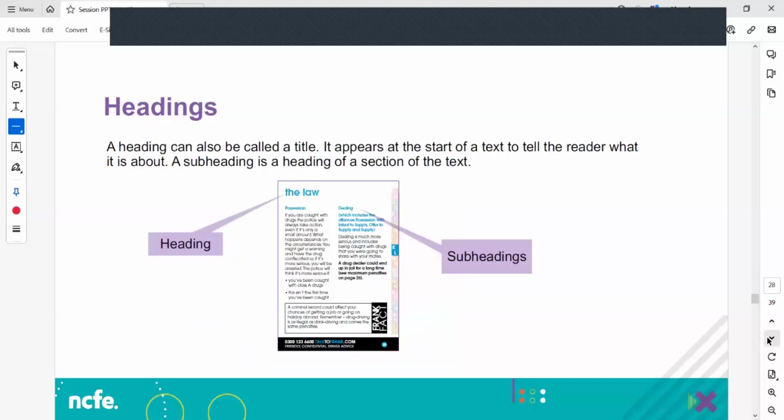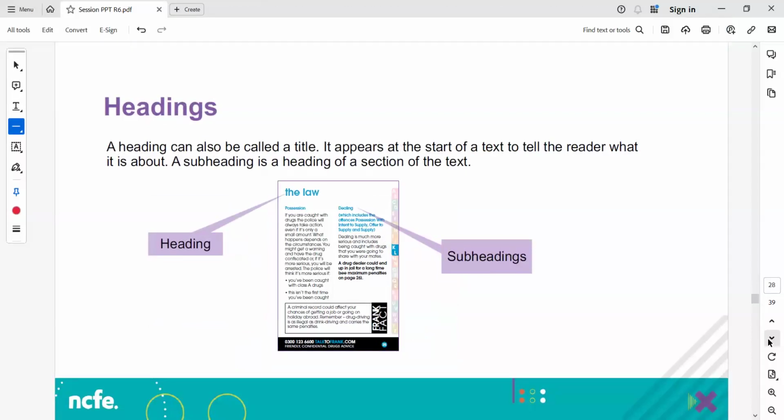Headings are sometimes called titles, and they're at the start of the text to tell the reader what the text is about. And then we have smaller headings known as subheadings, which can be seen within the text to show different sections, particularly in articles or in a leaflet as well. You would often see these subheadings.